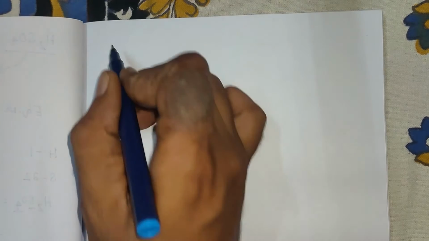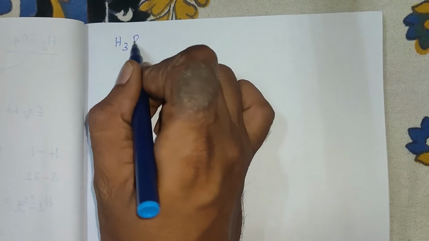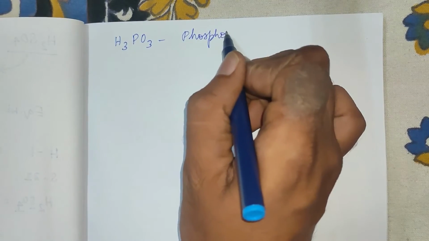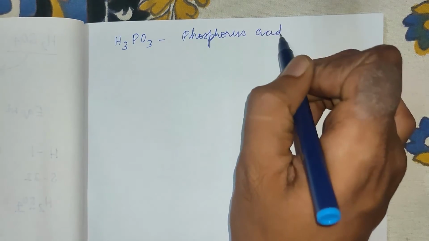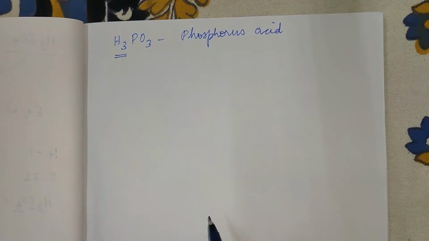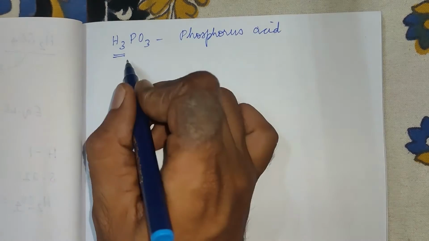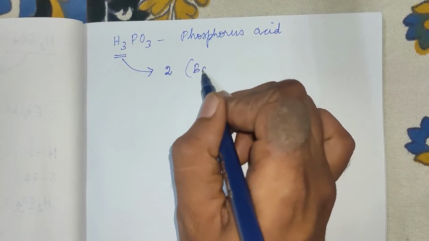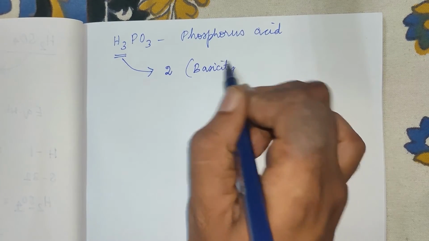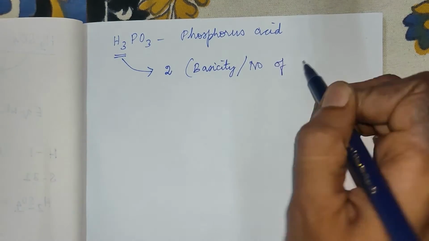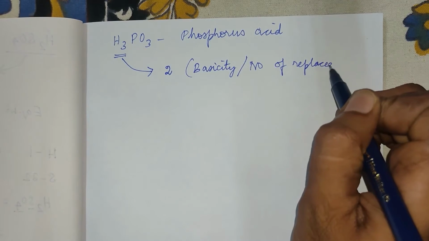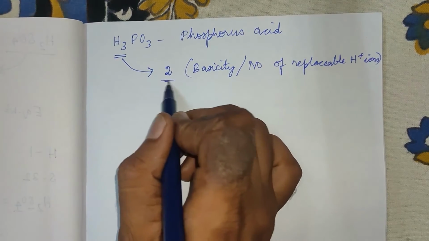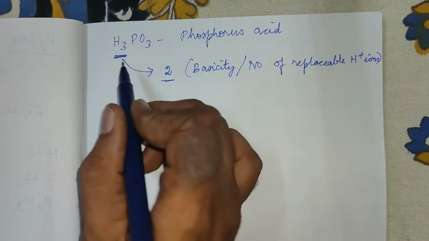Now I am going to take H3PO3, which is phosphorous acid. In this case, the number of hydrogen is 3, whereas the number of replaceable H plus ions is not 3, it is going to be 2. So in this case, the basicity, or the number of replaceable H plus ions, is going to be 2, whereas the number of hydrogen is going to be 3.